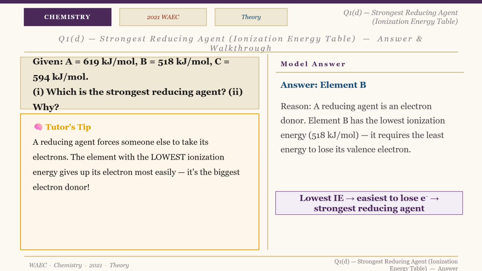Now the correct answer is, given we have 600, 518 and then 594, the lowest in all of this is B, which is 518. So the strongest reducing agent is B, since a reducing agent is an electron donor, and B has the lowest ionization energy, which is 518 kilojoules per mole, and that means it requires the least energy to lose its valence electron. So lowest ionization energy, easily loses electrons, which becomes the strongest reducing agent.